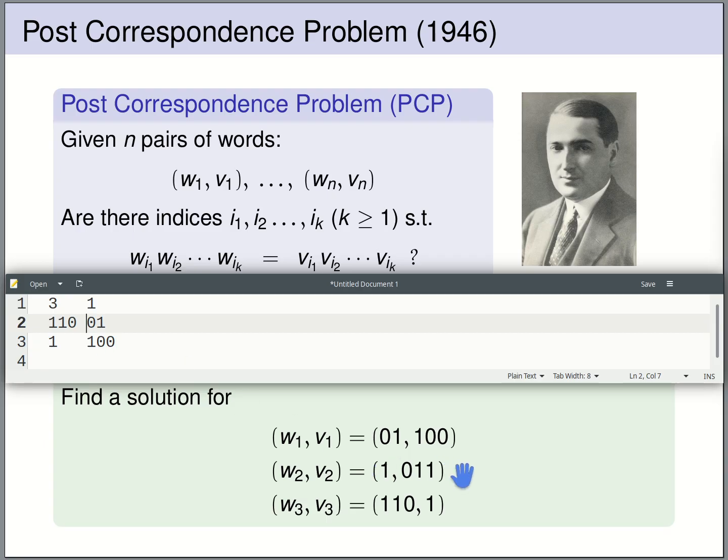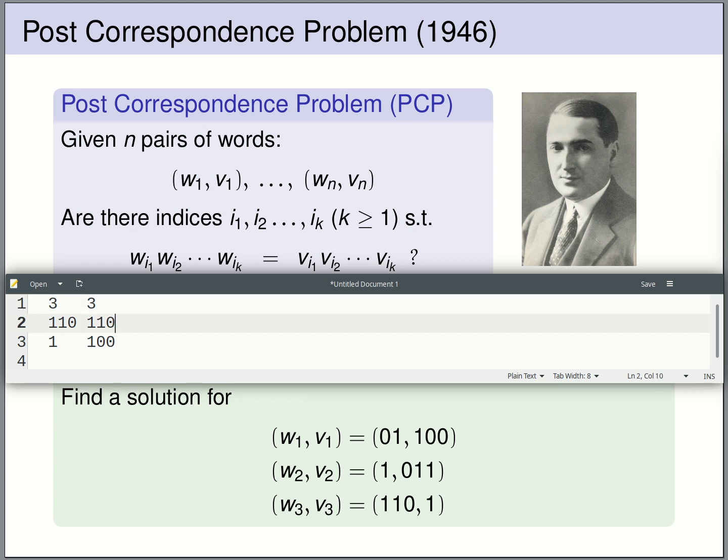We cannot continue with the second pair, because the second pair starts with a 0 in the right entry. This would immediately make a mismatch with this 1. So the second pair cannot be used at this point. Could we continue with the third pair? Let's have a look.